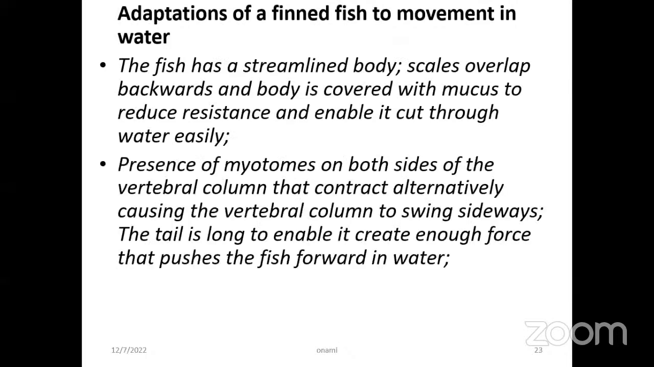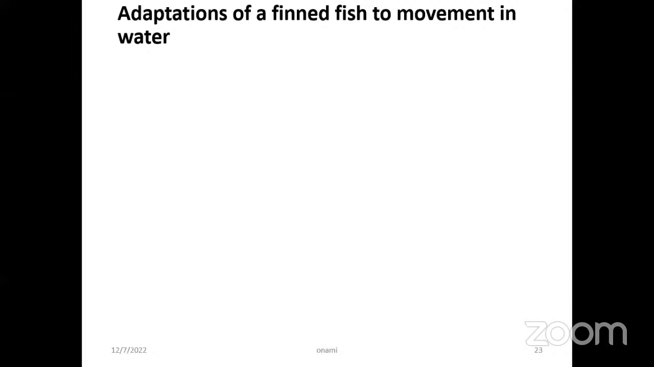So on adaptations, another question you may be asked is to describe the adaptations of the fish to locomotion in water. That's a very common question that you can easily get. Before we start explaining how I come up with my points, I would like to get answers from you. What are some of the adaptations of finned fish to locomotion in water?